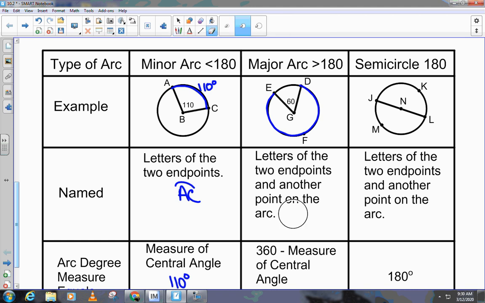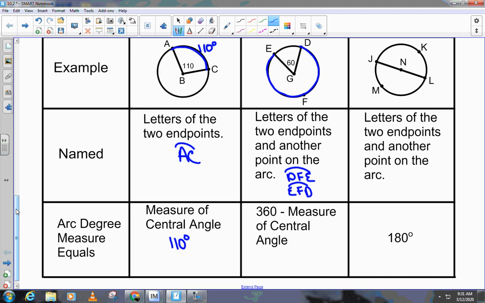DFE, or you could go the other direction and name it EFD. Okay, so that's how you name a major arc. You have to give it that third letter in the middle to tell you which direction to go.